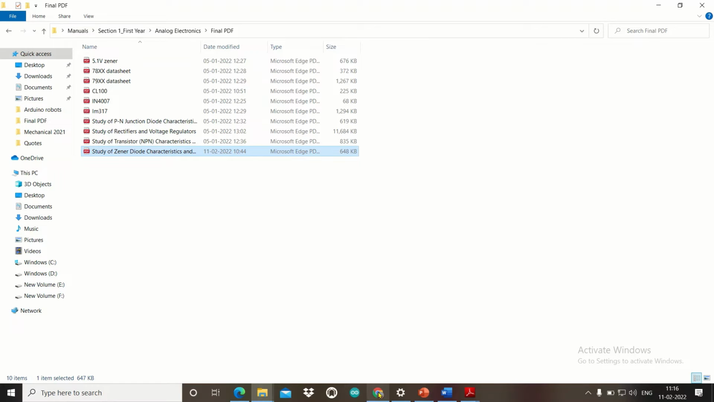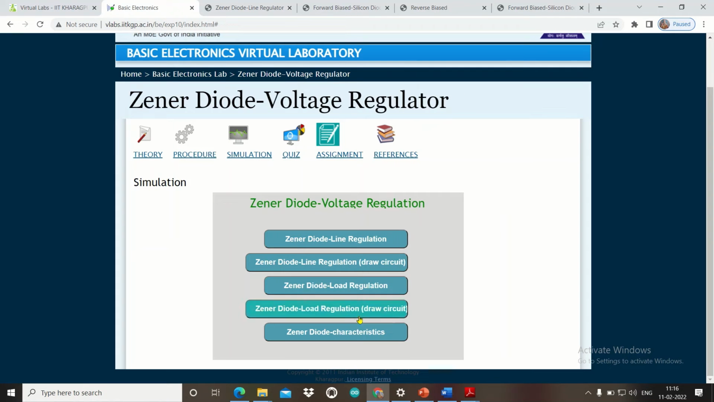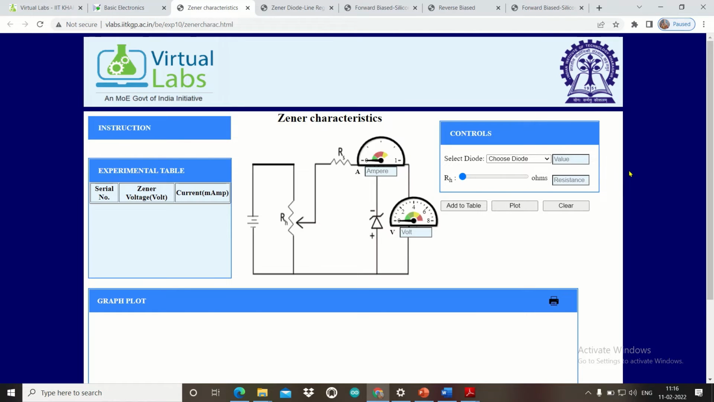Okay, so let us now go for the Zener diode. First we will be going for Zener diode characteristics. Whenever we are talking of Zener diode characteristics, we are very much interested in the reverse characteristics of the Zener diode, because in forward characteristics, it is accepted that it will work simply as our PN junction diode. So let us go for choosing the diode.